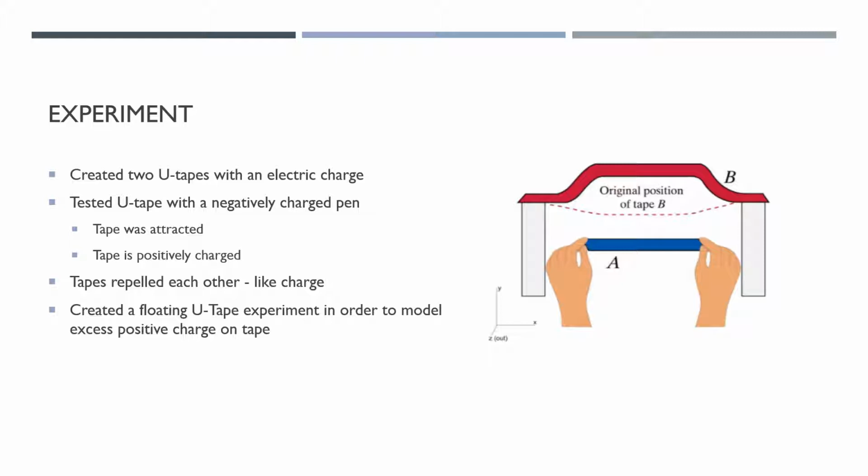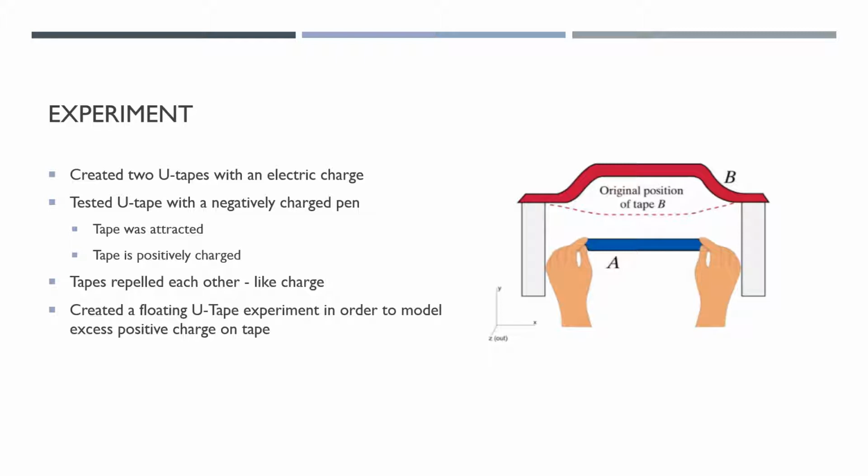First, we created two U-tapes using the method described before. In order to figure out if the U-tapes were positively or negatively charged, we took them close to a negatively charged pen. The tape was attracted to the pen, meaning according to Coulomb's law, the tape is positively charged. Now, both pieces of tape repelled each other, meaning, according to Coulomb's law, once again, that they have the same charge.